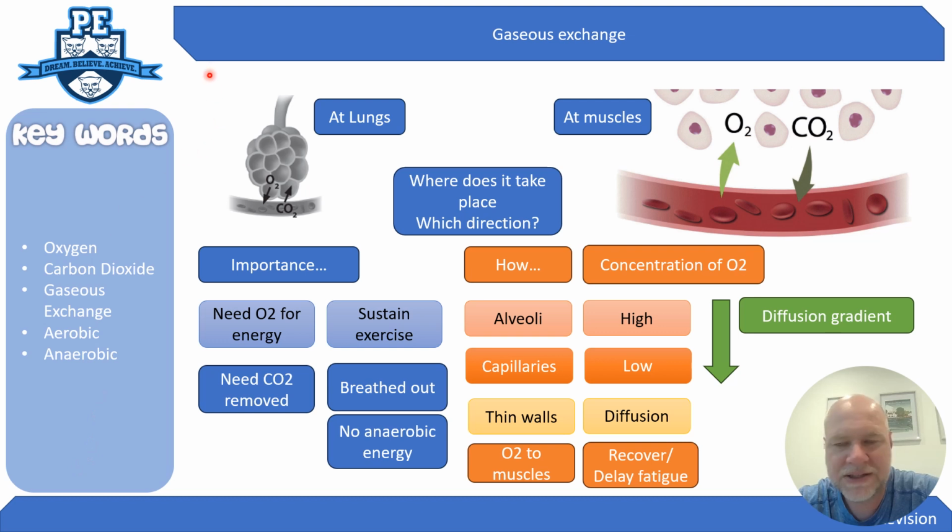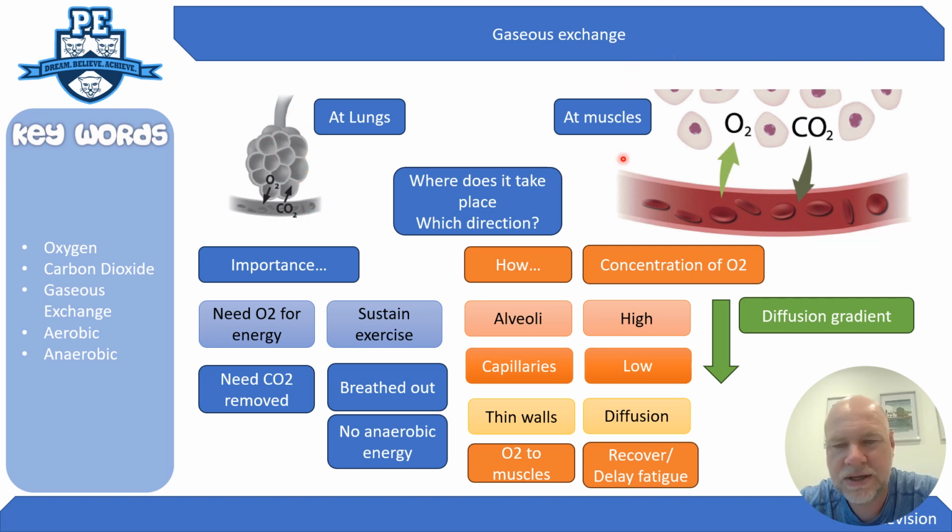When we're talking about gas exchange, there are two sites that the exam question might ask you about, and they may show you pictures like these. These are example pictures I've taken, and one is at the lungs, and you can see that oxygen is coming from the structure, in this case the alveoli, into the bloodstream, and carbon dioxide is going from the bloodstream into the alveoli.